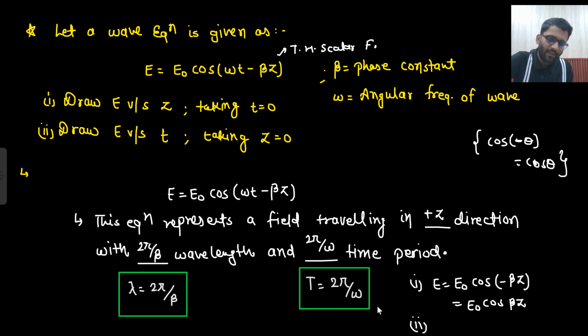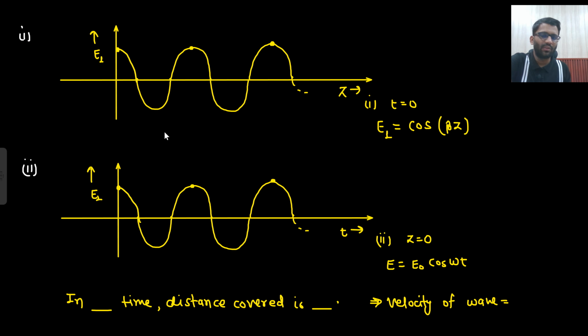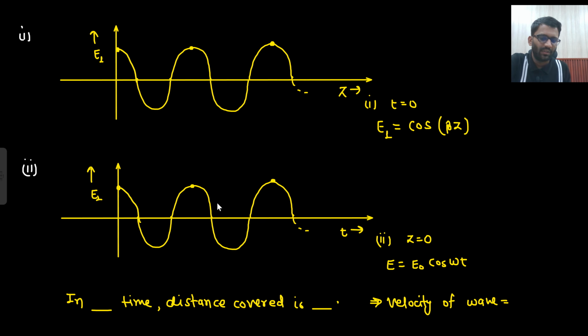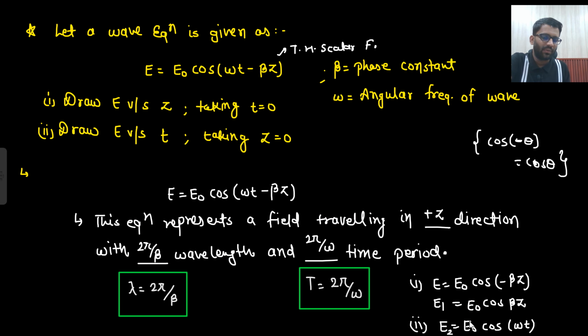Second, if you put z equals 0, what are you getting? E is equal to E naught cos omega t. Can you draw these two graphs? E naught cos beta z with respect to z, and E naught cos omega t with respect to t. Yes, very simple. This I am calling E1, and this I am calling E2. So E1 is E naught cos beta z and E2 is E naught cos omega t.